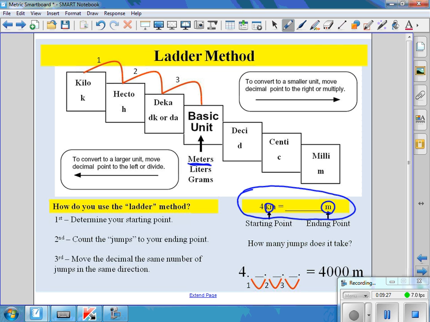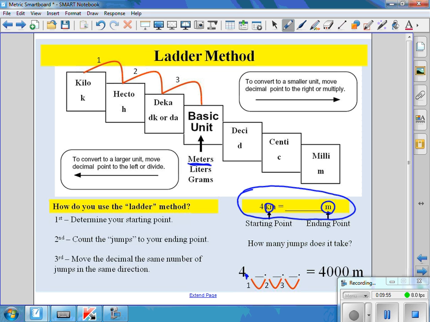So now we're going to count hops. We're going to start in the kilo box. We're going to hop to hecto, 1 hop, hop to deca, 2 hops, hop to the base unit, which would be your meter, 3 hops. And we hopped in the right direction. So what we're going to do is we're going to start at the decimal point, which would be right after the 4.